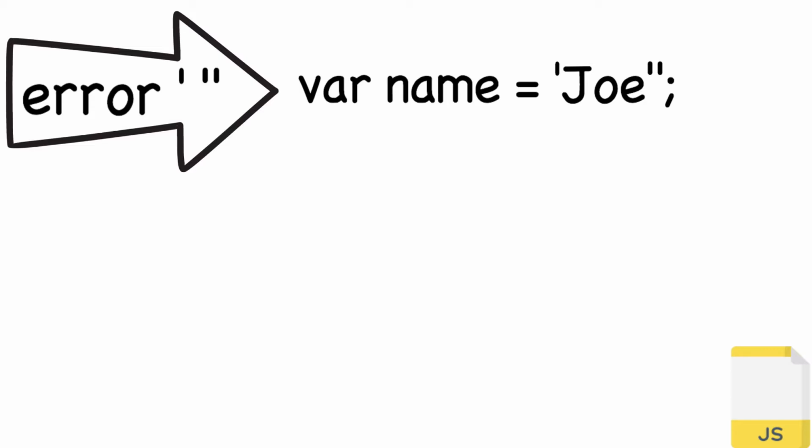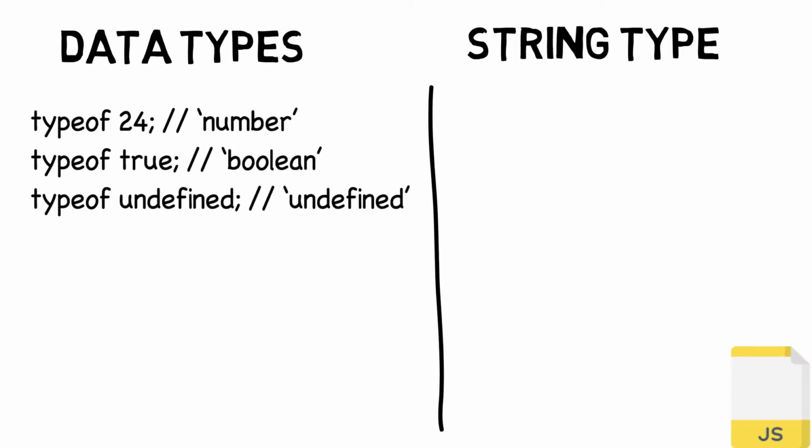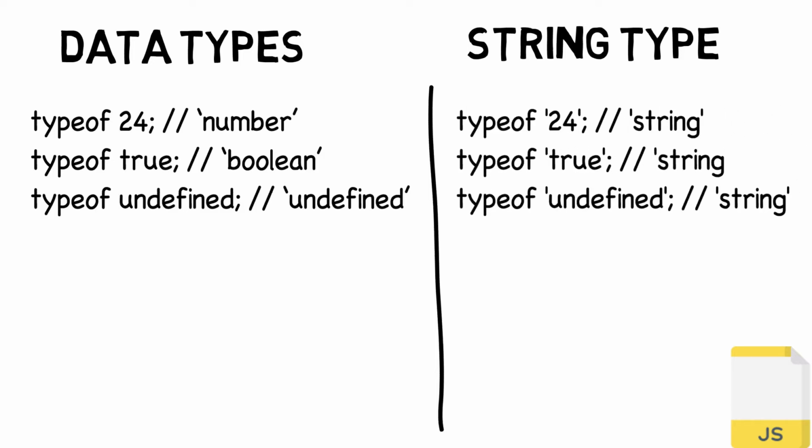We can use the typeof operator in our DevTools console on these values to see what type they are. Now, let's try wrapping these different data types in quotes and ask the JavaScript interpreter to tell us what type they now are. We'll start with a number, boolean, and undefined. And when we wrap these primitive data types in quotes, they are now strings that contain characters.